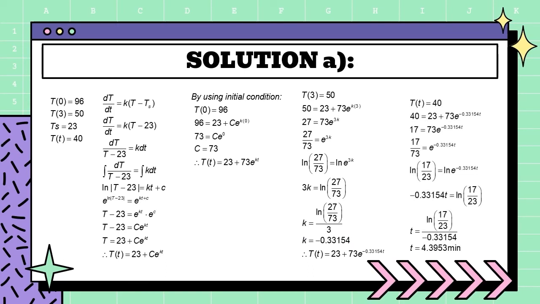After we get the complete equation, we can proceed to the question. T(t) equal to 40, by equating T(t) to 40. Then find t, and yes, we get t equal to 4.3953 minutes.